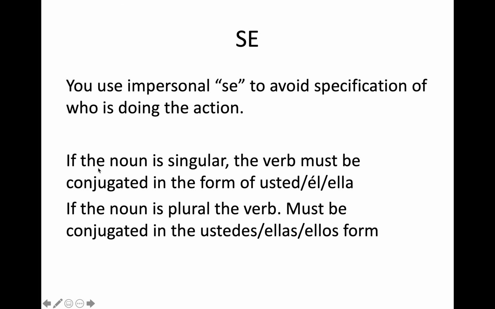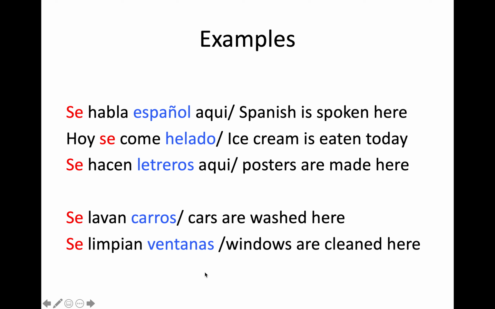All right, so if the noun is singular, you have to conjugate the verb for the él form. Remember, the él form is the usted, él, o ella. So you conjugate the verb for the él form if the noun is singular, but if the noun is plural, you're going to conjugate it for the ellos form. For example, "Se habla español aquí" is a message for everybody. Doesn't go to one specific person.